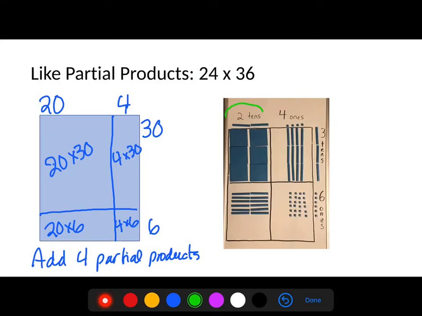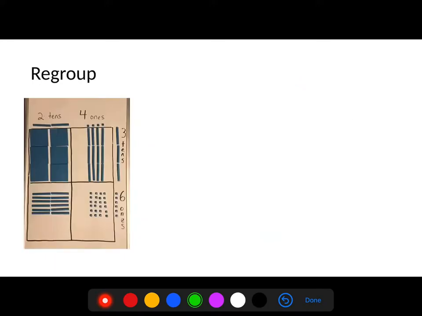The first thing I want you to notice is the way I recorded the expanded form. Instead of writing 20, I wrote 2 tens, because in this algorithm we're just going to focus on the digits. We're not going to add in our zeros for 20.